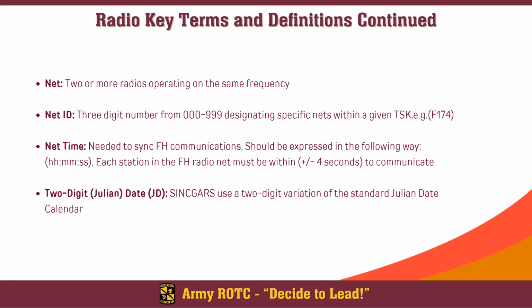Your net time, that's needed to sync your frequency hopping communications. It should be expressed as hour, minute, minute, second, and each station on the frequency hopping radio net must be within plus or minus 4 seconds in order to communicate. And then the last thing that you might want to learn about just a little bit more is your 2-digit or Julian date. SINCGARs use this 2-digit variation of your standard Julian date calendar. So feel free to look into that to learn a little bit more. But again, not expected to completely understand and be a pro on your SINCGAR radio today.